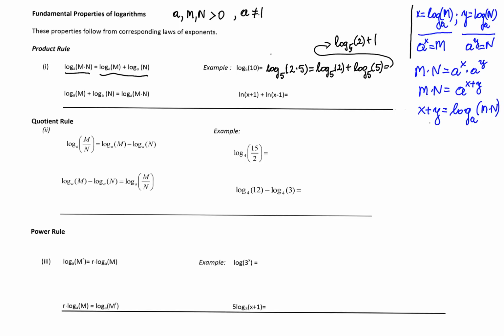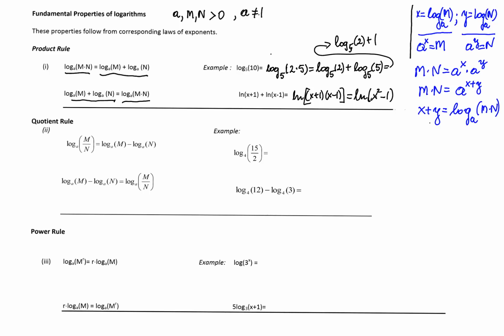This property can also be written in the reverse order, starting with the sum of the logarithms and ending with the logarithm of the product. And in this way, we are saying that the sum of two logarithms with the same base is logarithm of the product of the inputs of logarithms on the left. So, for example, if I have ln of x plus 1 plus ln of x minus 1, I can write it as ln of x plus 1 times x minus 1. And since x plus 1 times x minus 1 is x squared minus 1, I can write it as a single logarithm ln of x squared minus 1.